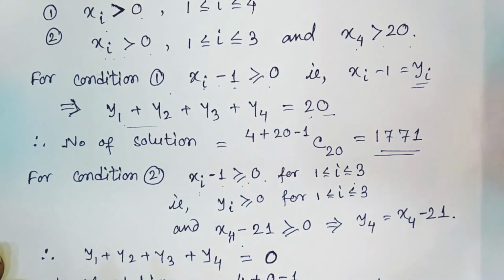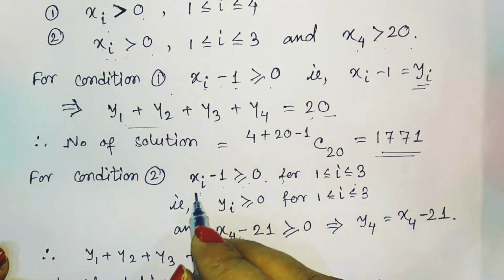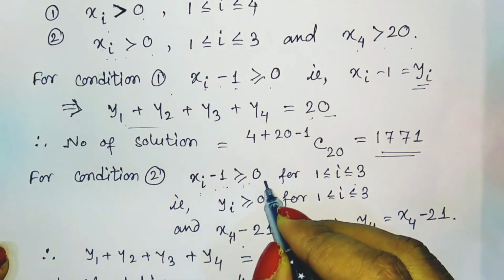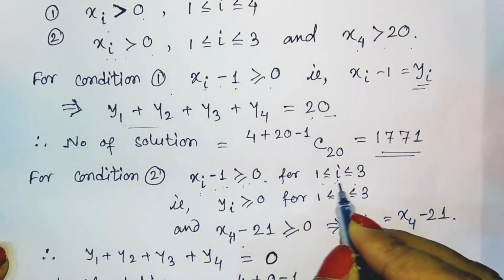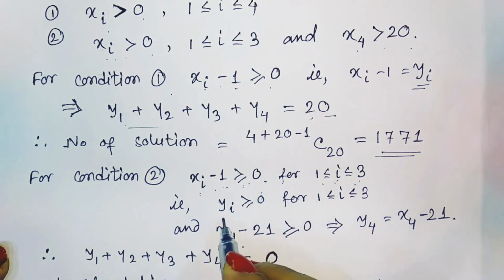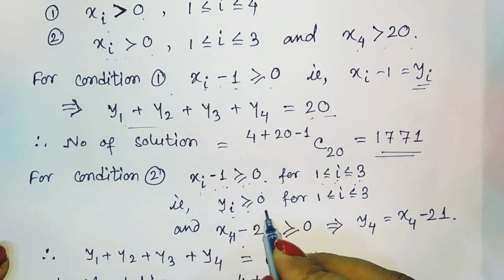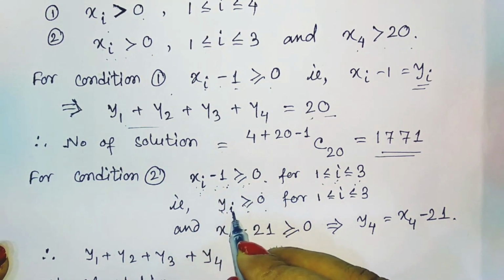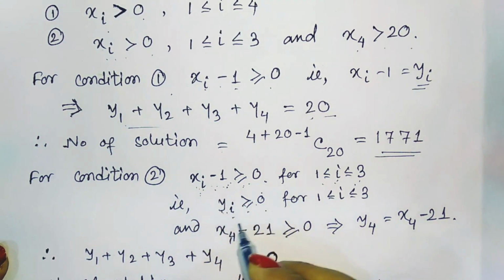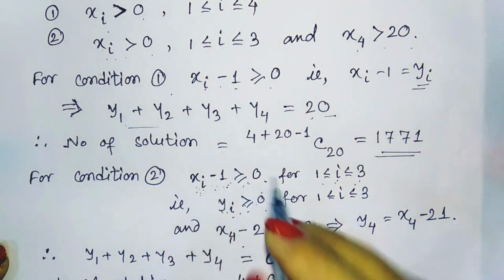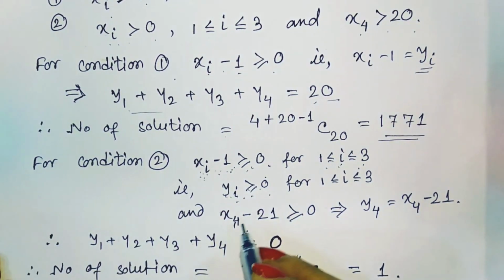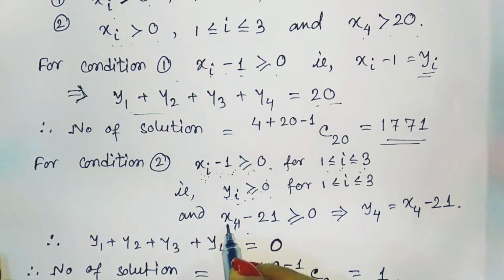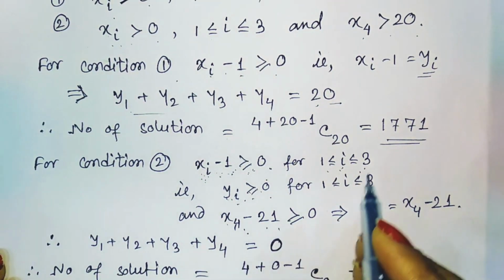Now from condition number 2, we will find out xi minus 1 greater equals to 3 for i equals 1, 2, 3. So that can be replaced as yi greater equals to 3, where y1 is equals to x1 minus 1, y2 is equals to x2 minus 1, y3 is equals to x3 minus 1. And the last one is x4 minus 21. It is greater than 20.